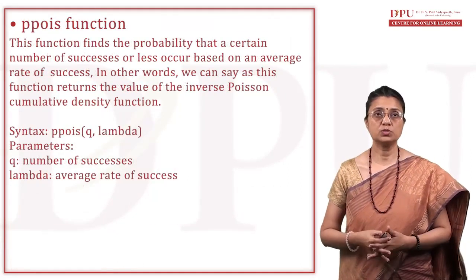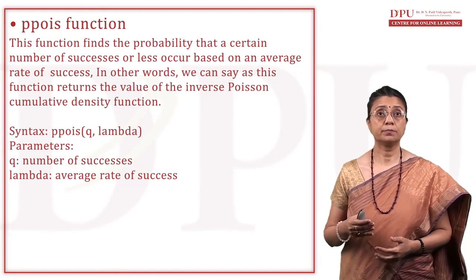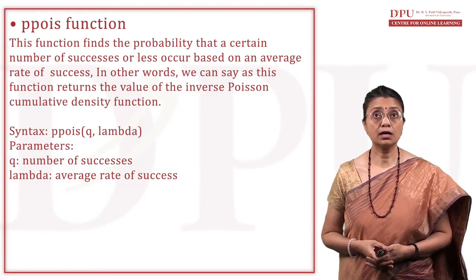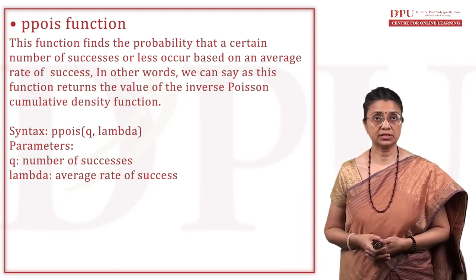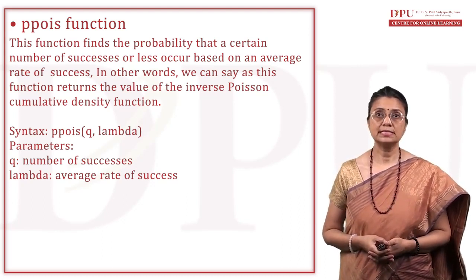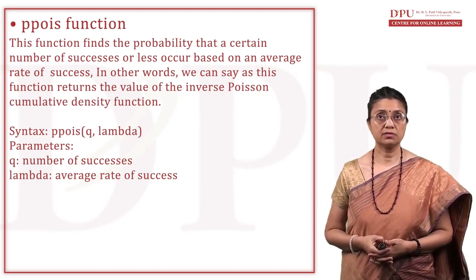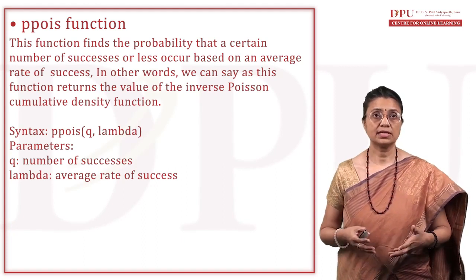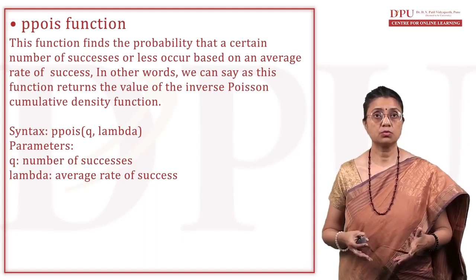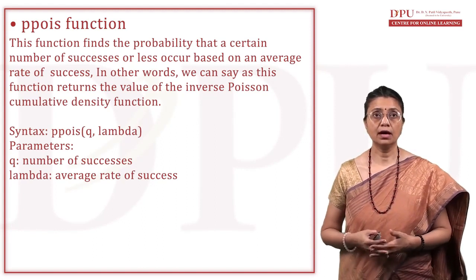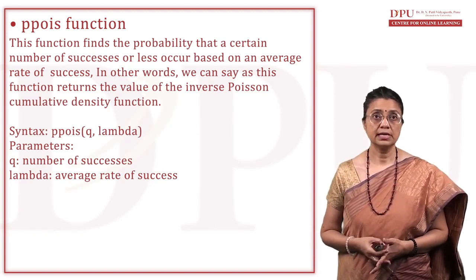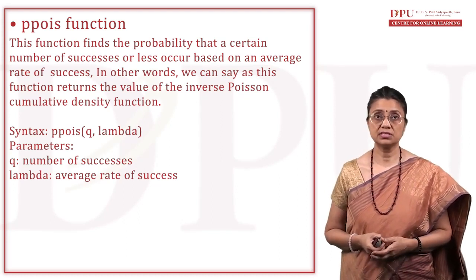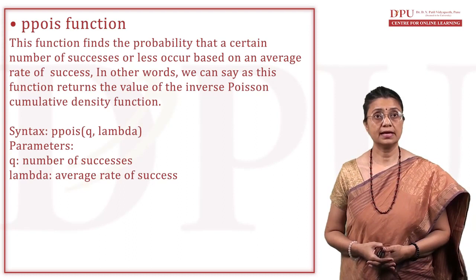Next, we have the ppois function. This function finds the probability that a certain number of successes or less occur based on an average rate of success. In other words, this function returns the value of the Poisson cumulative density function. We can see ppois with q and lambda. Now, q is the number of successes and lambda is the average rate of success.